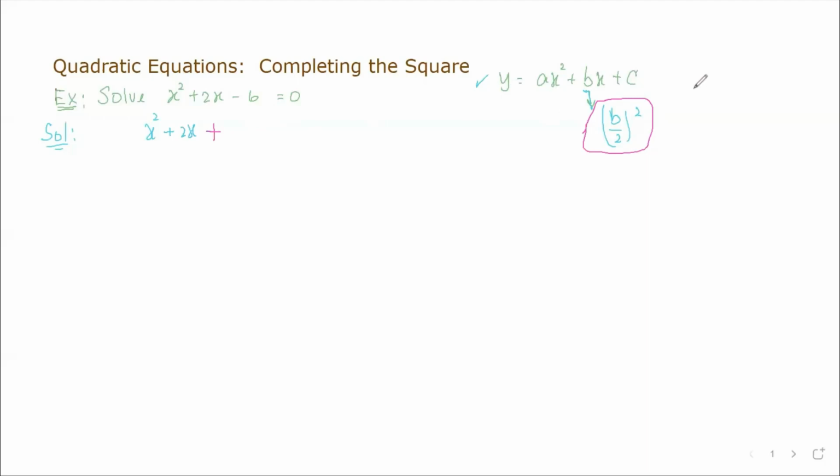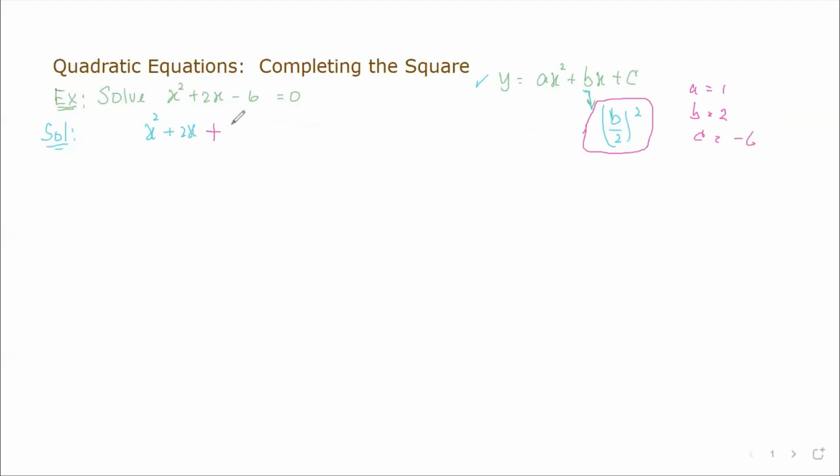In this case, from the question, a equals what? a equals 1, because in front here the coefficient is plus 1. And b, from the example, is plus 2, but you don't need to write down the plus. And c here equals -6, correct? Now we start to complete the square.